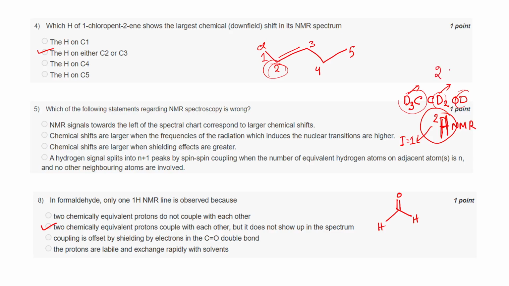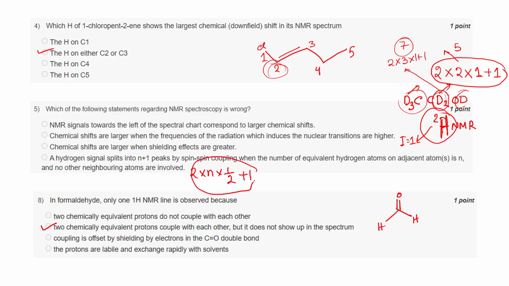For this, we expect two into two into one, plus one, so you are going to expect a splitting of five, a pentet. And when you look at this one, there are three D, so you get two into three into one plus one, so seven splitting will be there. It is n plus one because it is 2nI plus 1, with I equal to one. In case of proton NMR, you are going to see it like that.